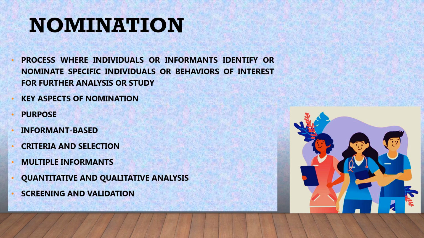Criteria and selection. Nominations can be based on predetermined criteria or guidelines provided to the informants. These criteria may include specific behavior, characteristics, diagnostic criteria, or other relevant factors. The informants nominate individuals who meet the specified criteria, allowing us to identify a subset of participants for further analysis.